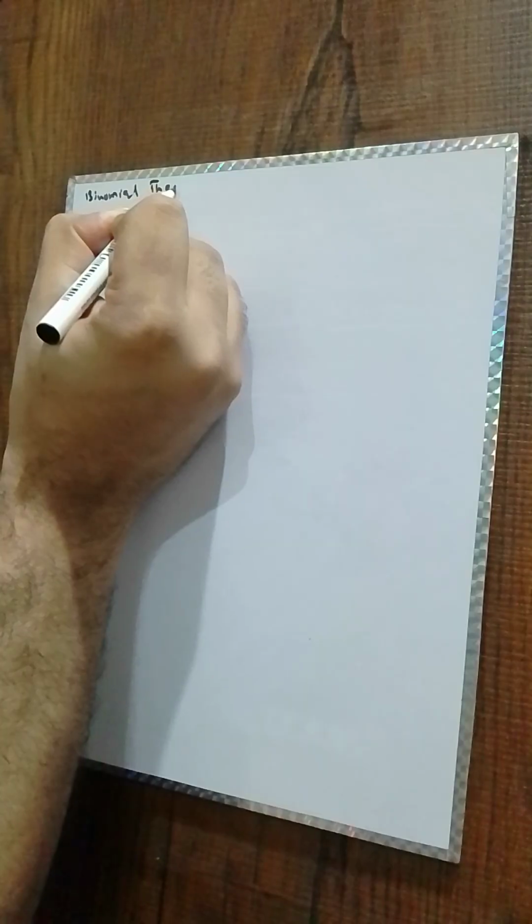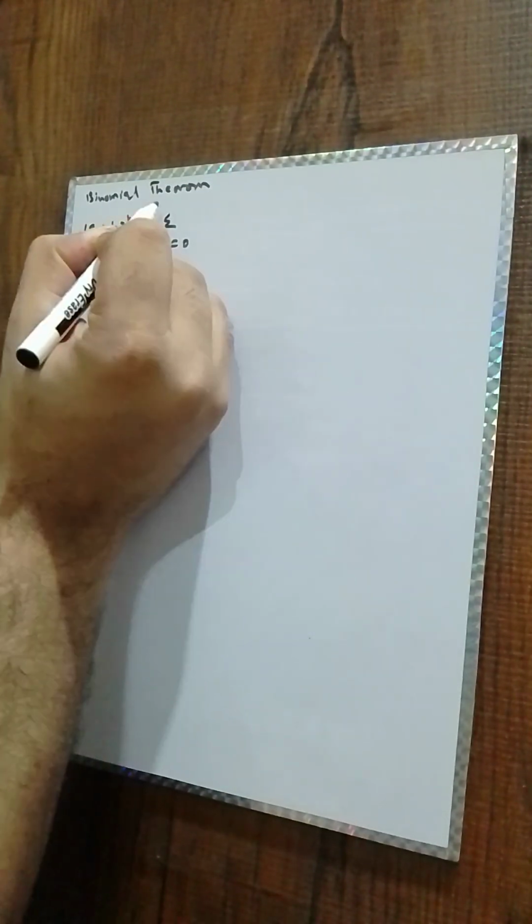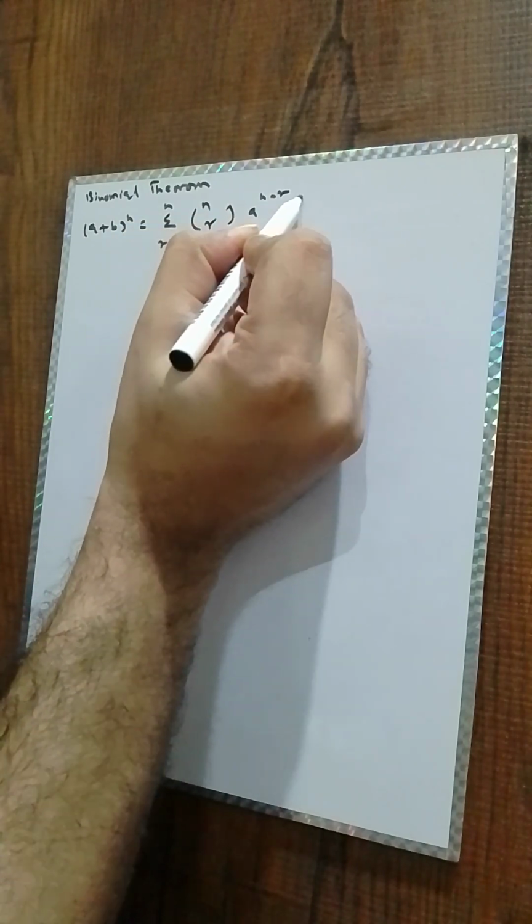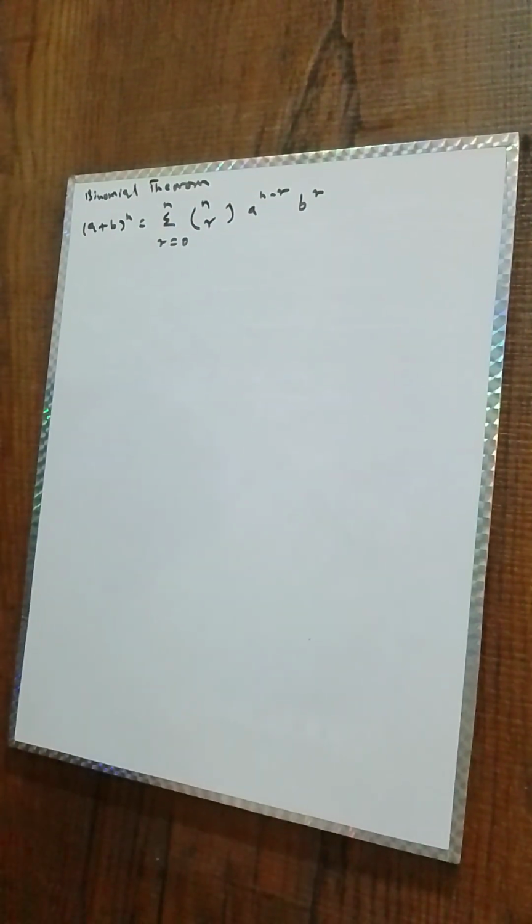Binomial theorem, and the general form says a plus b to the power n is equal to summation r is equal to 0 up to n, n combination r, a to the power n minus r and b to the power r. So this is the general form.